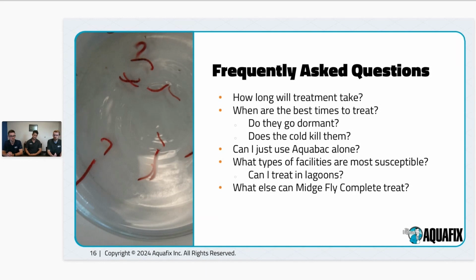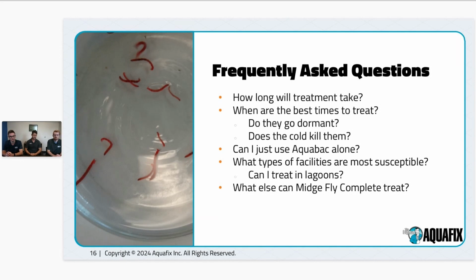Do they go dormant, and does the cold kill them? As an organism, the cold slows them down. They start slowing down in the winter. They might still be in your plant, depending on where you are in the country and what the temperature is. Unfortunately, a really hard cold snap might lower the numbers, but they might just pop up again right early in the spring.